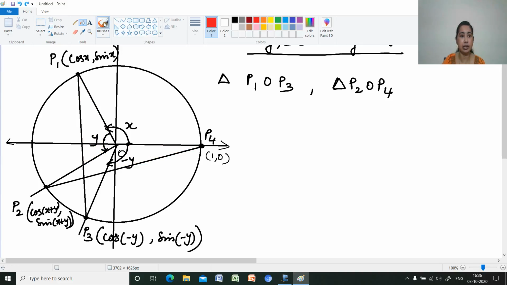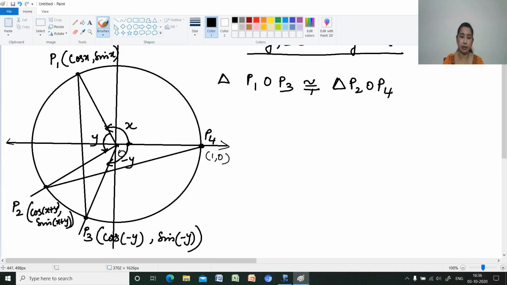Both the triangles are congruent triangles. Triangle P1 O P3 and P2 O P4 are congruent. What is the reason they are congruent? They are congruent because P1O is a radius. Then in the second triangle also P4O, P2O and P3O, these all are equal. So the two sides are the same, and at the same time their angles are the same. That means those two triangles are congruent triangles.